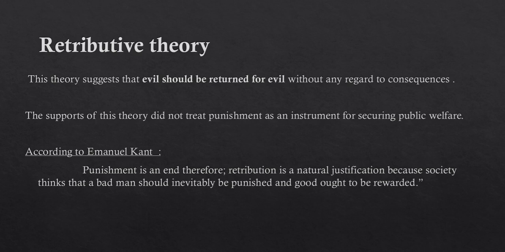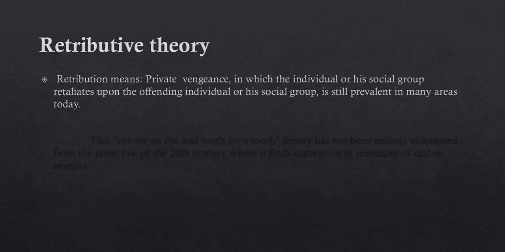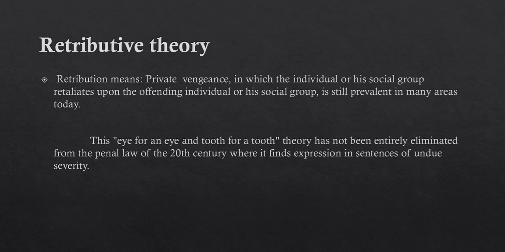Now moving further, retributive theory generally talks about the vengeance of the person. It concerns the mindset of the person in his particular society and how he retaliates. Therefore, there is a famous saying, an eye for an eye and a tooth for a tooth, and this theory is mainly established on this principle.